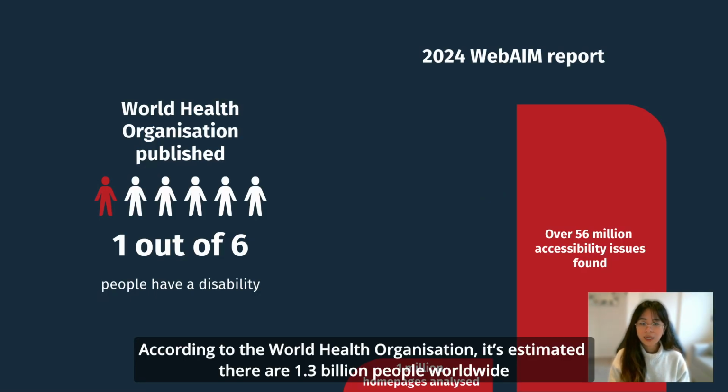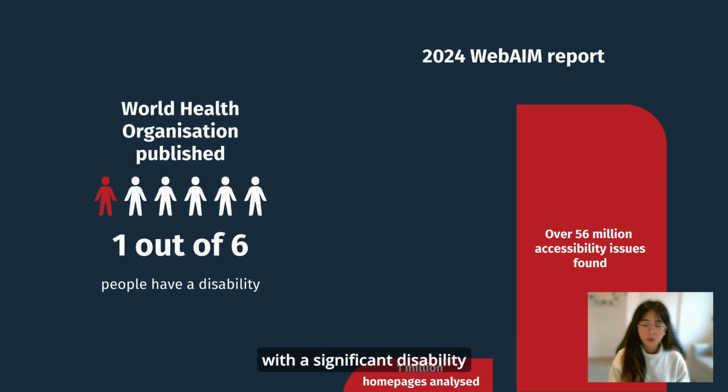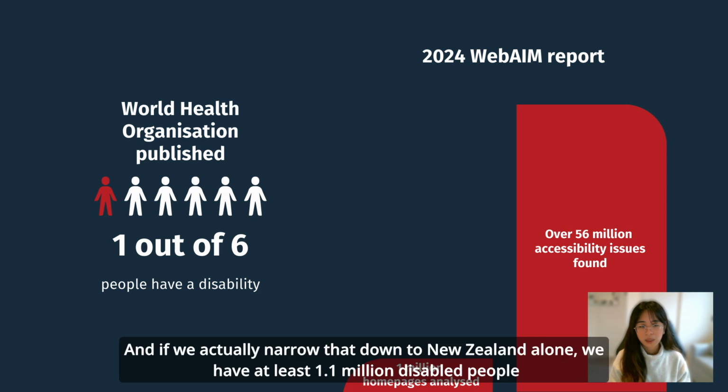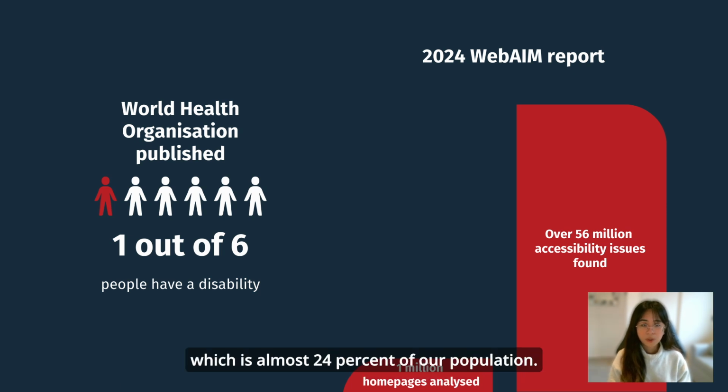According to the World Health Organization, it's estimated that there are 1.3 billion people worldwide with a significant disability, which roughly translates to 1 in 6 people. And if we narrow that down to New Zealand alone, we have at least 1.1 million disabled people, which is almost 24% of our population.